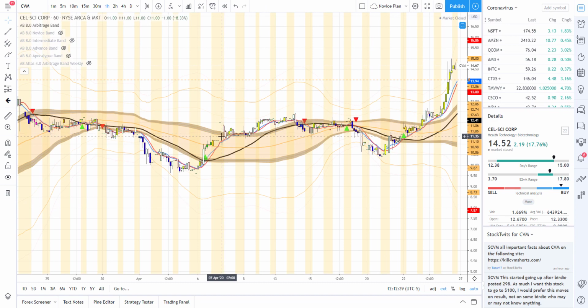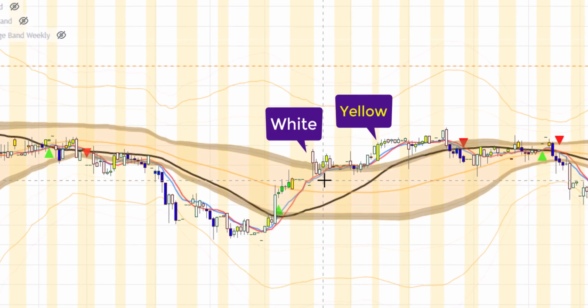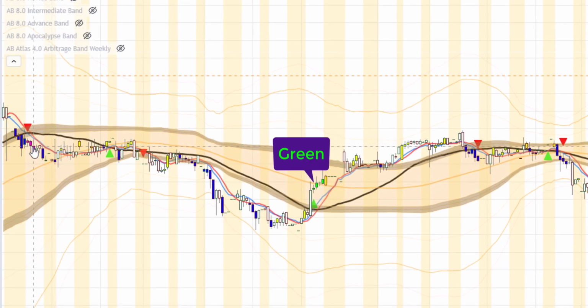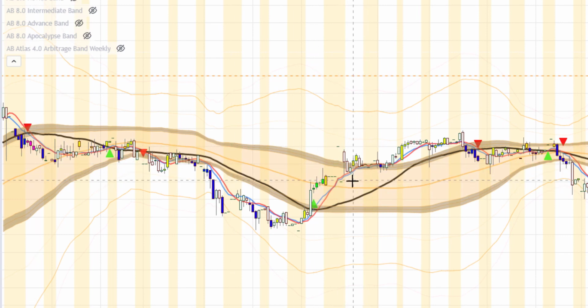We have three common candle colors. We have white, yellow, and blue. There are two other candle colors, green and fuchsia, these pink candles, and we'll get into those in just a moment. They are variations of these common three candles.